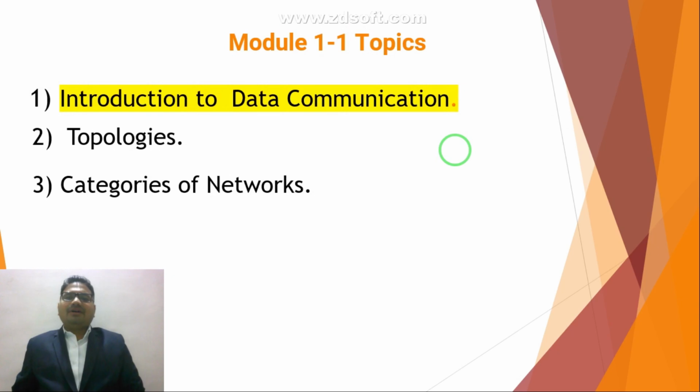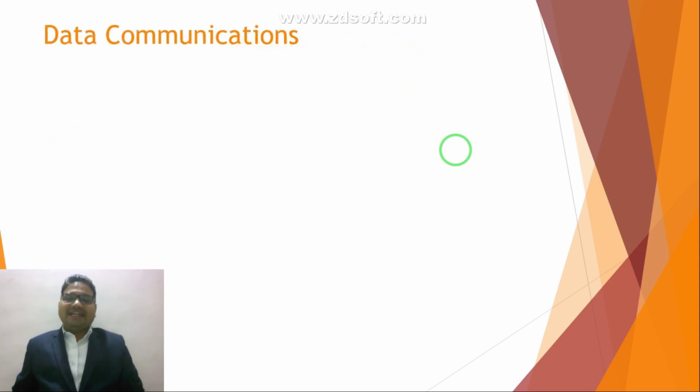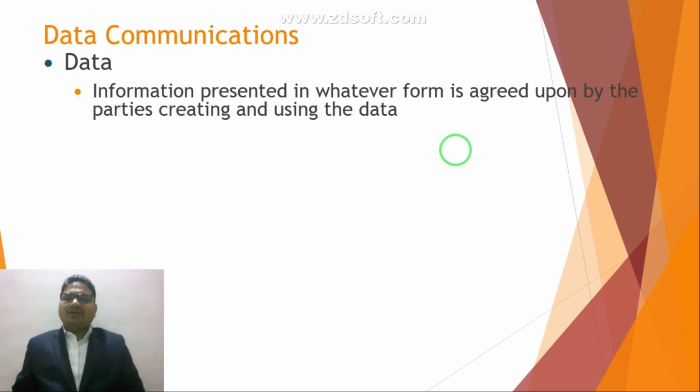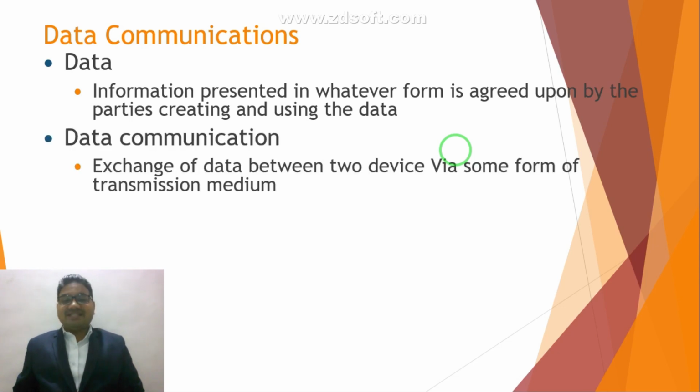Students, today we are going to discuss the introduction to data communication, topologies and categories of networks. So first we would start with data communication. Information is presented in whatever form is agreed upon by the parties creating and using the data. So data could be in the form of an image, text, audio, or video. Then what is data communication? The exchange of such data between two devices via some form of transmission medium is data communication.